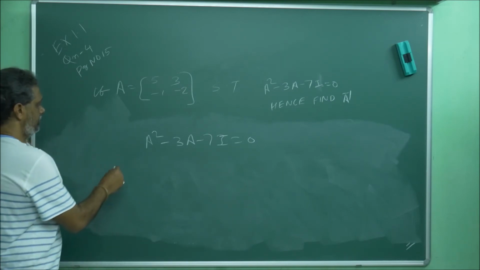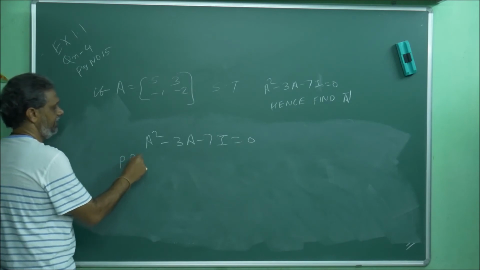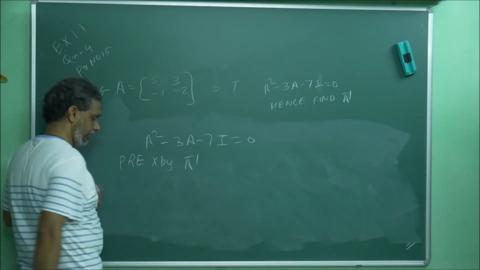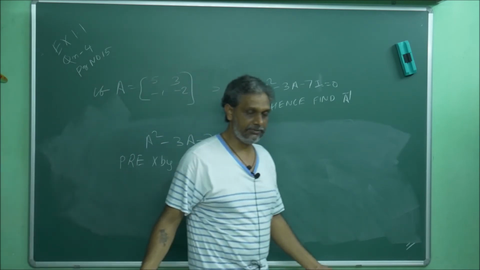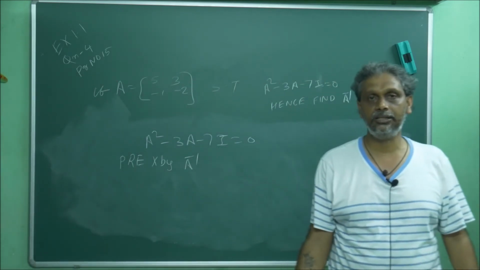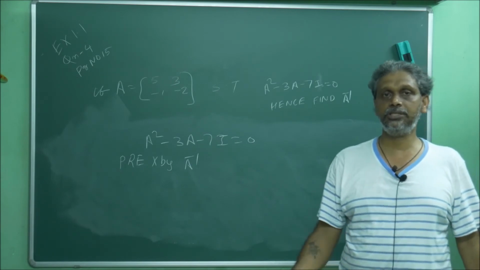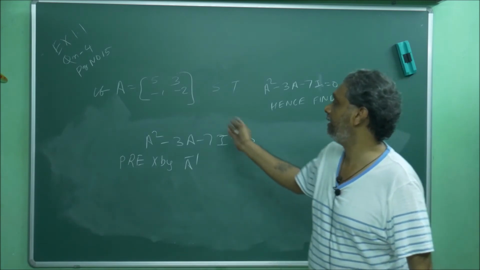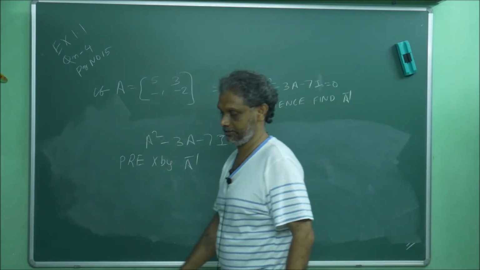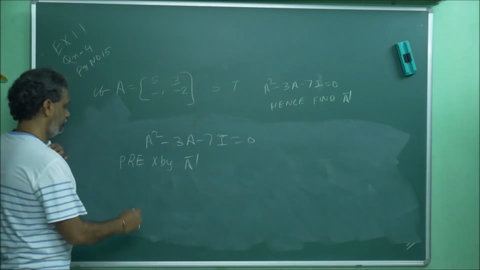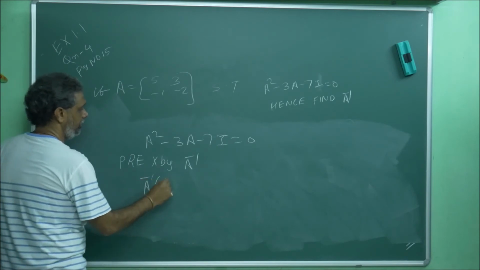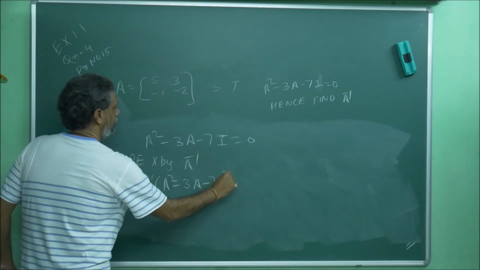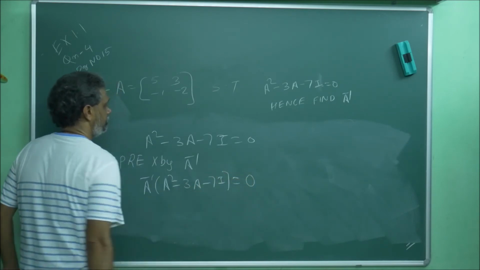Pre-multiply this equation by A inverse. Pre-graduation means what? Before graduation, before degree. Post-graduation means what? After graduation. So pre-multiplying means what? On the front side you multiply with A inverse. So, what will you do? A inverse times A square minus 3A minus 7I, A inverse into 0 is equal to 0.